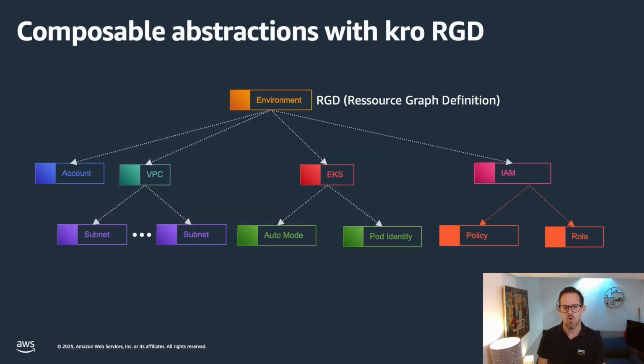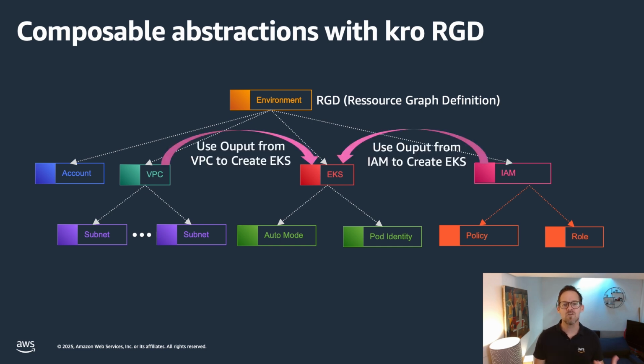We can rely on KRO, a new open source project created by AWS and donated to the community, to rely on Kubernetes API management, allowing us to create new composable abstractions, RGDs, for resource graph definitions. These abstractions help us hide away complexity, and we can declare a simple interface with a lot of sane default values. We also need a way to reuse output from some components before creating other components. We need to retrieve the VPC ID before creating the EKS clusters, and we need to know the IAM role to use for creating these EKS clusters.